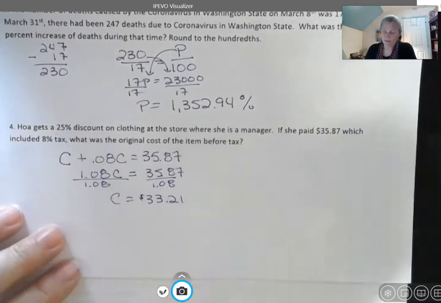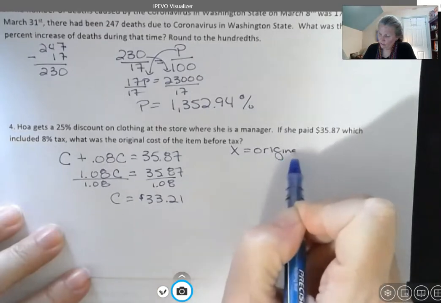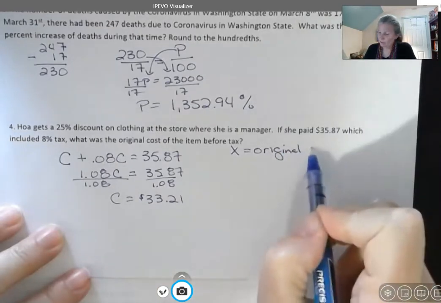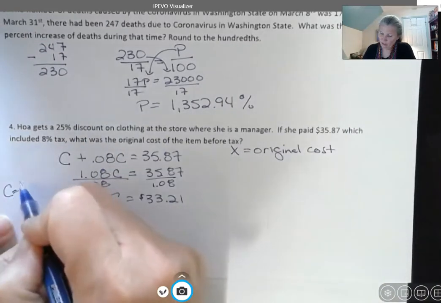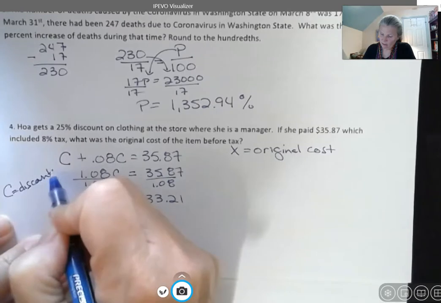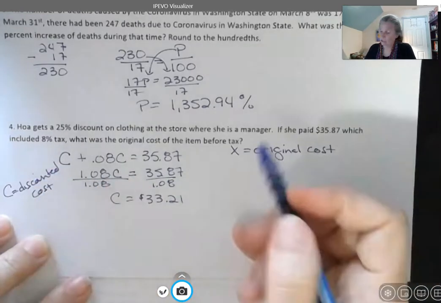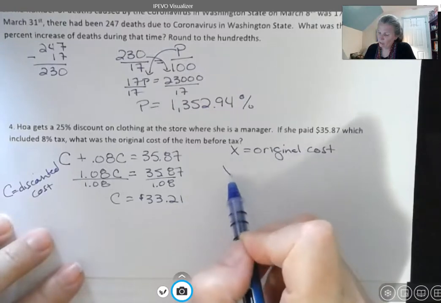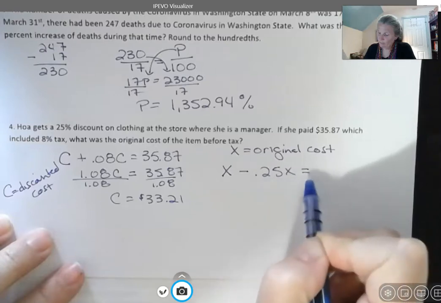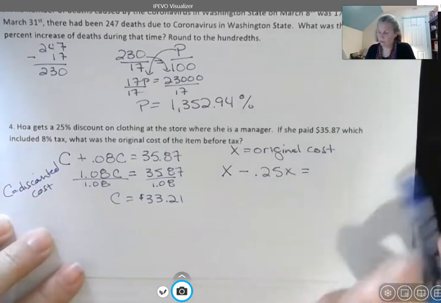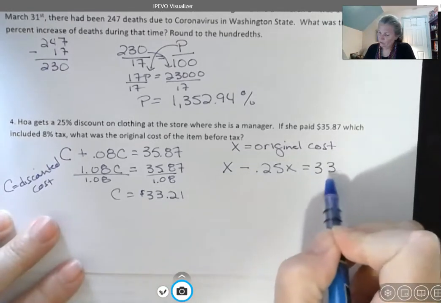So I'm going to say X equals original cost. I obviously don't want to use O for original cost. We should have said over here C was the discounted cost, right? And then X is the original cost. So when we had the original cost, we had some cost, but we then subtracted 25% of that, because that was our discount, or her discount, 25%. And so that cost was $33.21.